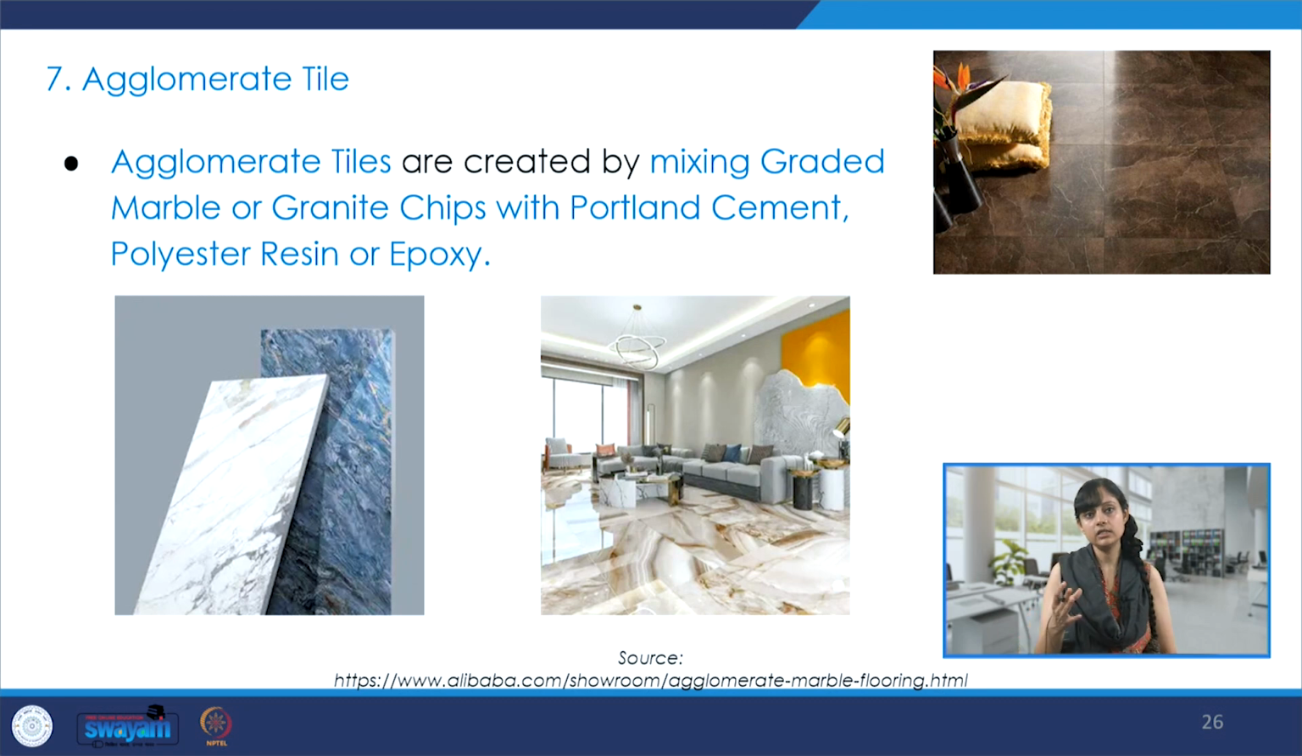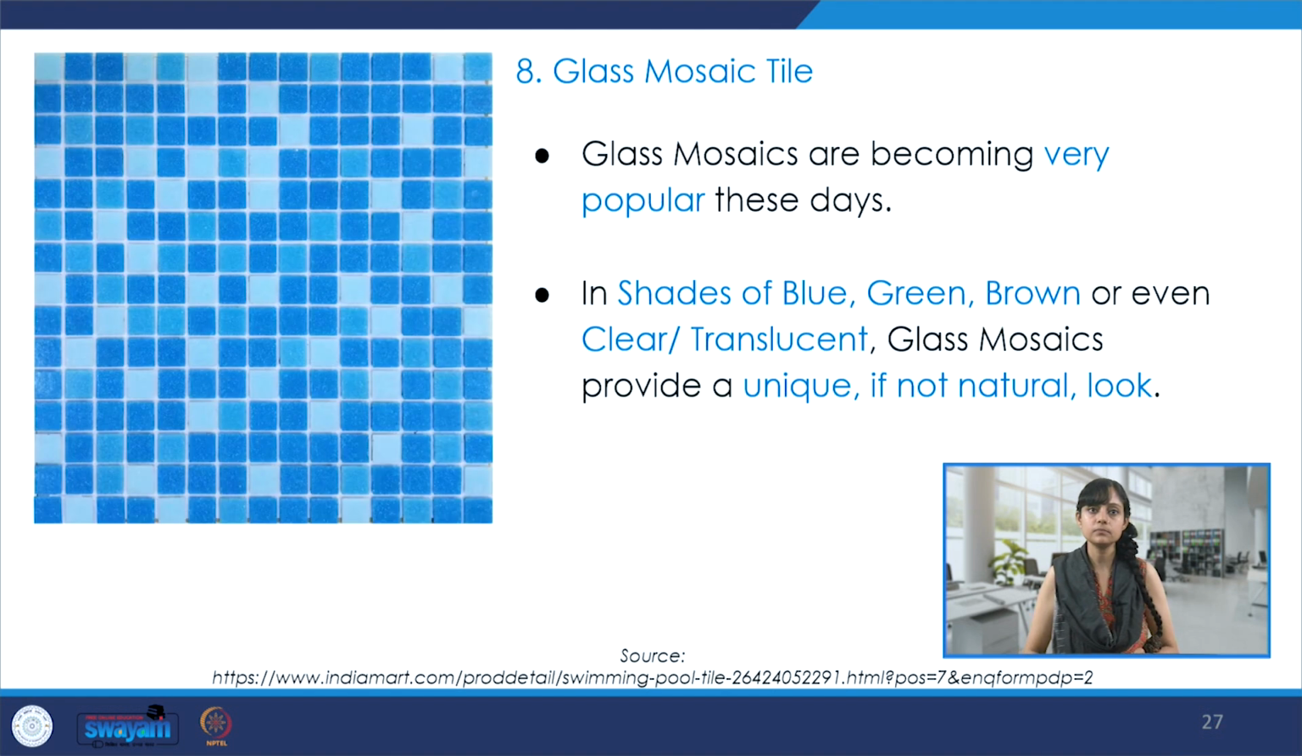Then there is a category of agglomerate tiles. These tiles are created by mixing graded marble or granite chips with Portland cement, polyester resin or epoxy. By mixing all of these agglomerates, this sort of composition is achieved, which can be used for flooring and walling.